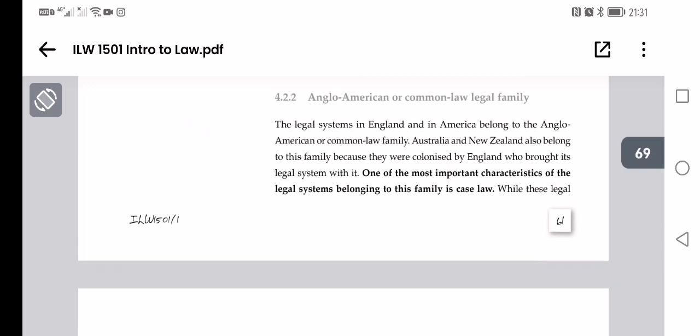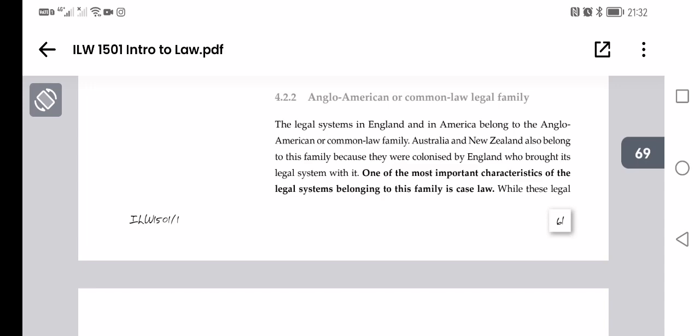Anglo-American or common law legal family. The legal systems in England and in America belong to the Anglo-American or common law family. Australia and New Zealand also belong to this family because they were colonized by England, which brought its legal system with it. One of the most important characteristics of the legal systems belonging to this family is case law.